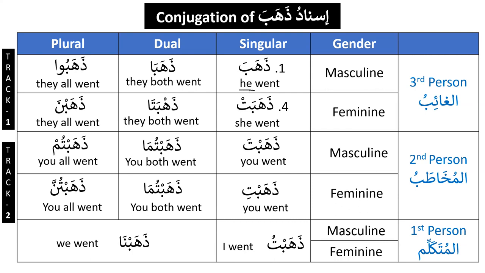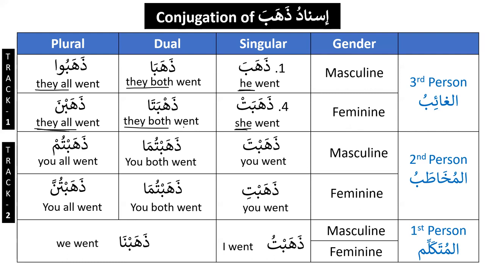Now we can see over here that in Arabic we say dhahaba, but in English we say he went. So that means every verb in Arabic has a hidden dhamir, a hidden pronoun inside it. As we can see over here, he, and here we have they both, and here we have they all. And this is for the masculine mudhakkar. For the feminine, dhahabat, she went. In dhahabat we have she, that's a hidden dhamir, and then we have dhahabata, they both went, and dhahabna, they all went.